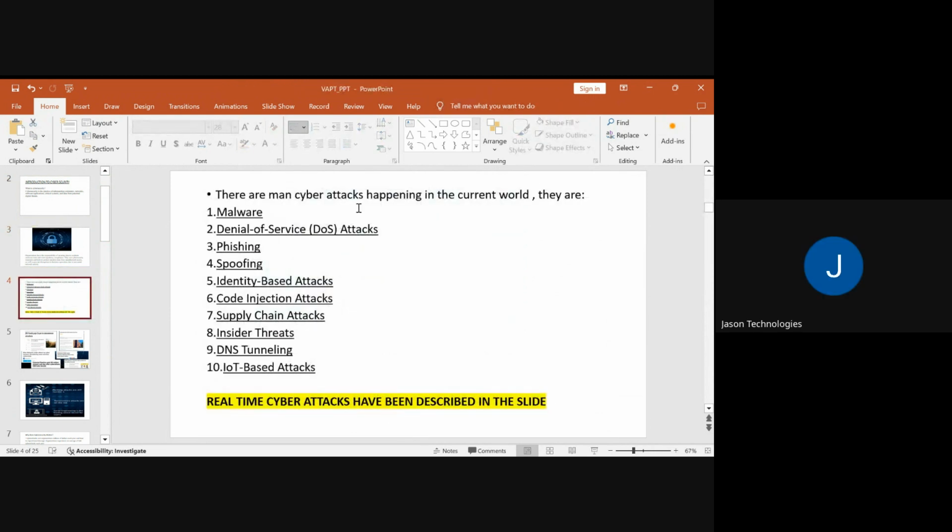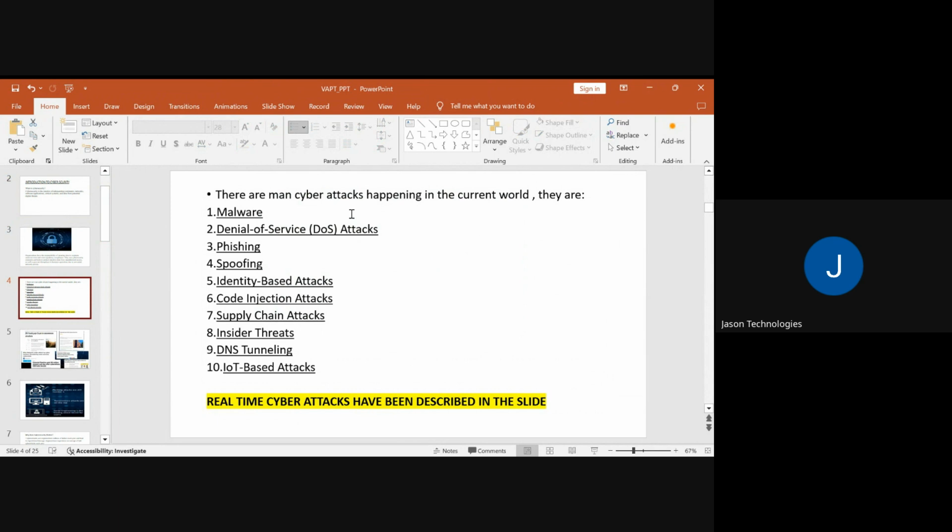Coming to the cyber attack types, there are many cyber attacks happening in the current world. First of all, malware. The second one is denial of service attacks, then phishing, spoofing, identity-based attacks, code injection attacks, supply chain attacks, insider threats, DNS tunneling, and IoT-based attacks.